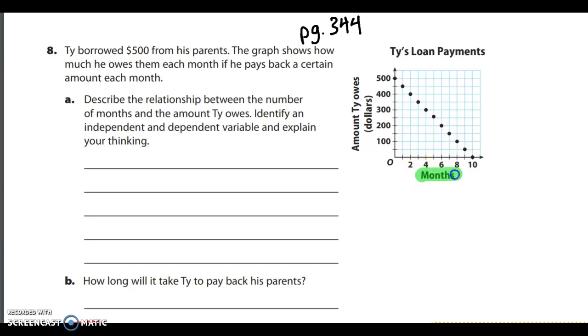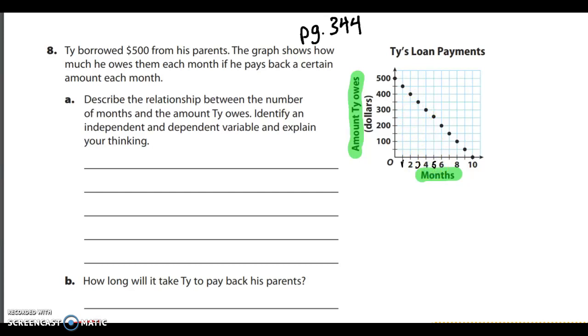Notice along the x-axis we have the months, and along the y-axis we have the amount Ty owes in dollars. And notice that we start at 0 months, and at 0 months he owes 500, and then we go to 1 month, and at 1 month he owes 450, and then at 2 months he owes 400, and at 3 months he owes 350, and it just goes on.